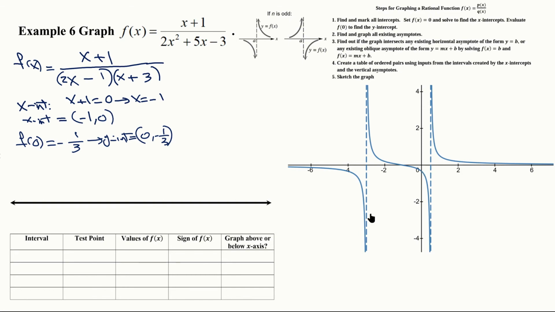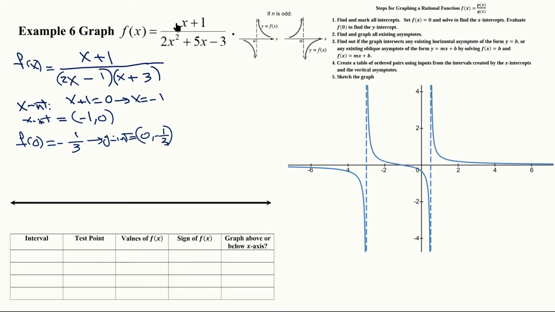Now, we are going to go ahead and proceed with step 2. We're going to find and graph all existing asymptotes, okay?